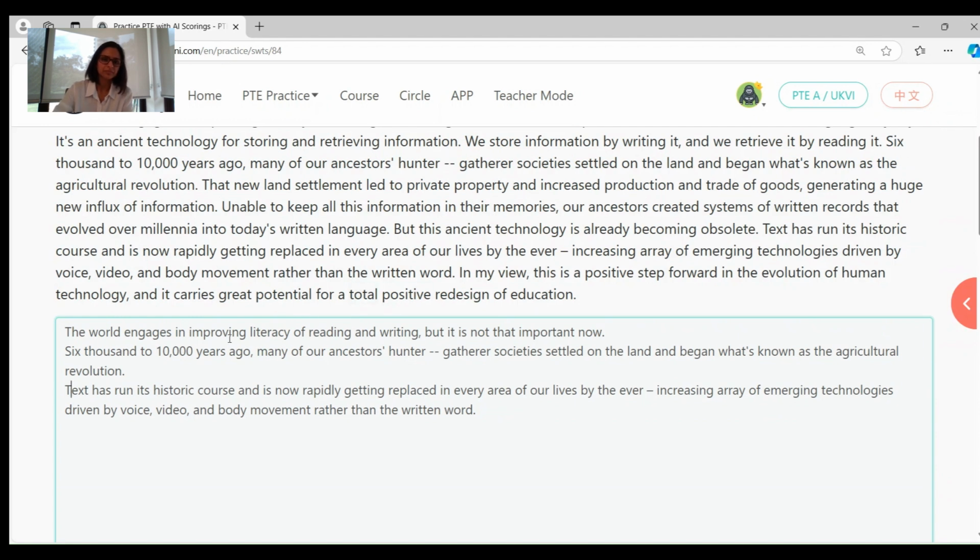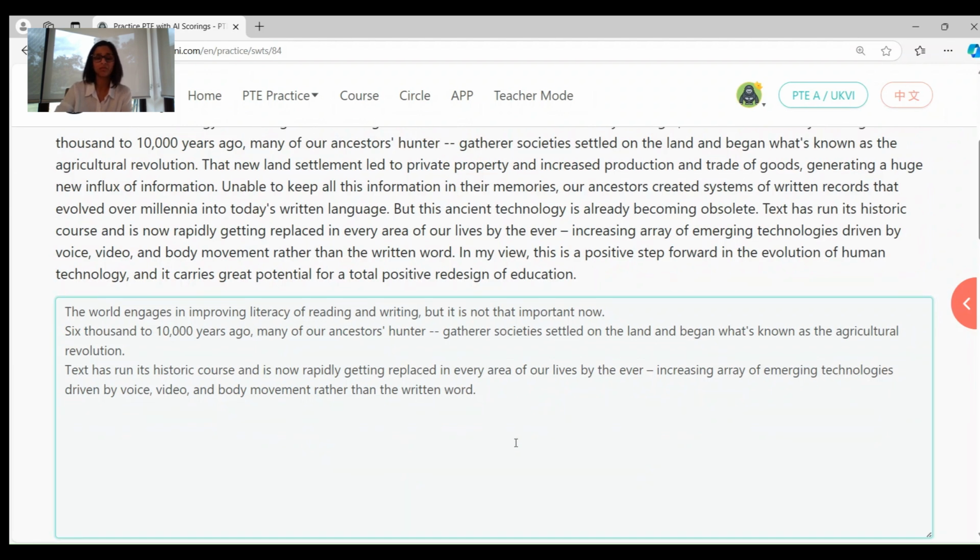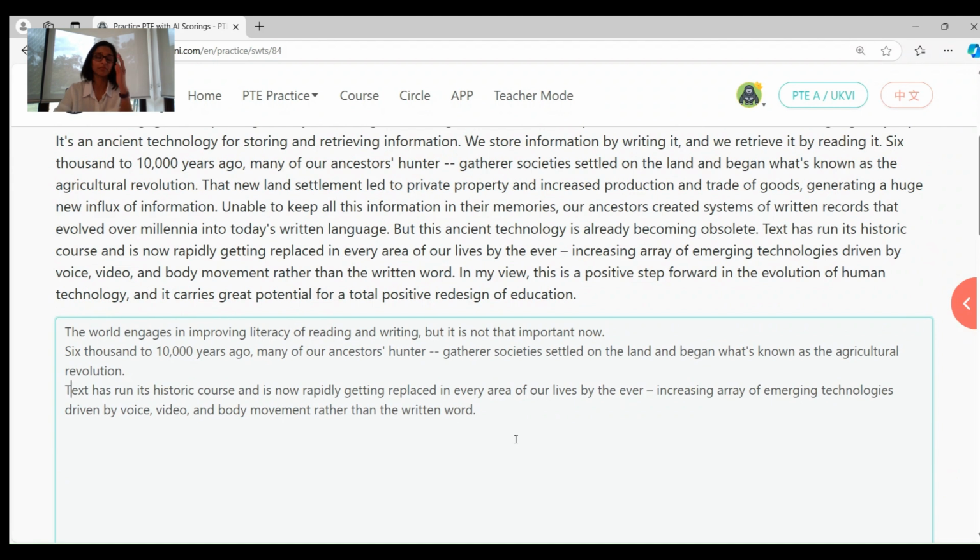All right. So let's read it together now. The world engages in improving literacy of reading and writing, but it is not that important now. 6,000 to 10,000 years ago, many of our ancestors' hunter gatherer societies settled on the land and began what's known as the agricultural revolution. Text has run its historic course and is now rapidly getting replaced in every area of our lives by the ever increasing array of emerging technologies driven by voice, video, and body movement rather than the written word. All right, I've put together a bunch of sentences that don't make sense and they're not actually linked. It's our job now to link those sentences.